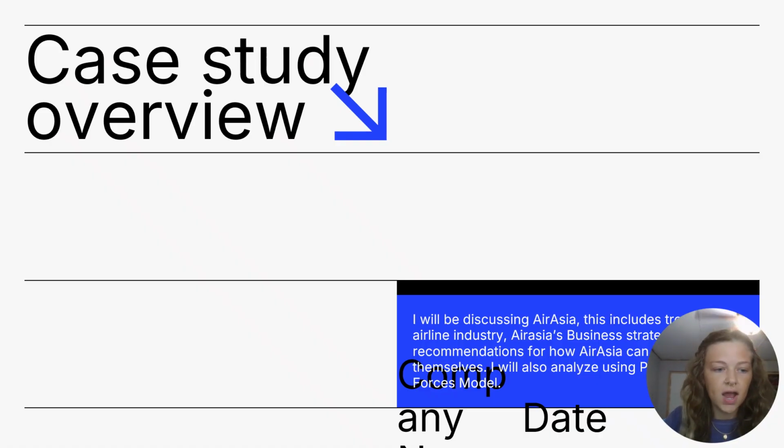I will be discussing Air Asia, including trends in the global airline industry, Air Asia's business level strategy, an analysis using Porter's 5 Forces model, and recommendations for how it can sustain the advantage that it has right now.